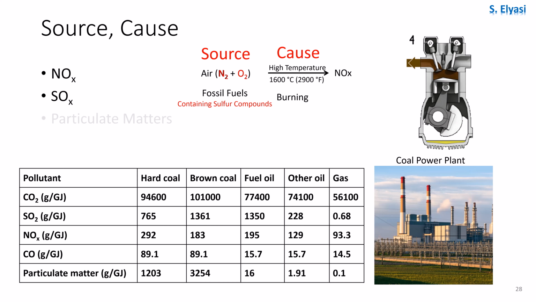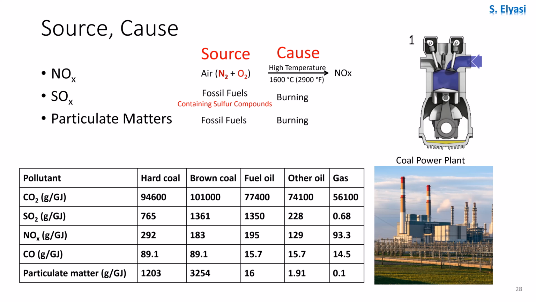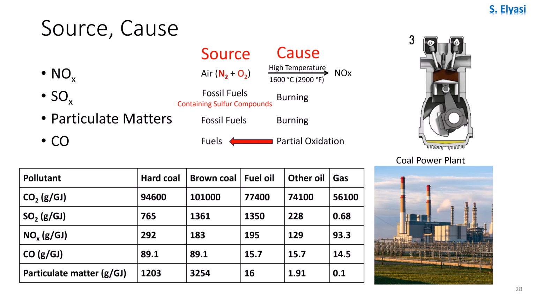SOx, sulfur oxides, and particulate matter are both primarily emitted from the burning of fossil fuels. Carbon monoxide arises from the partial oxidation of fuels. Emission data by fuel type.